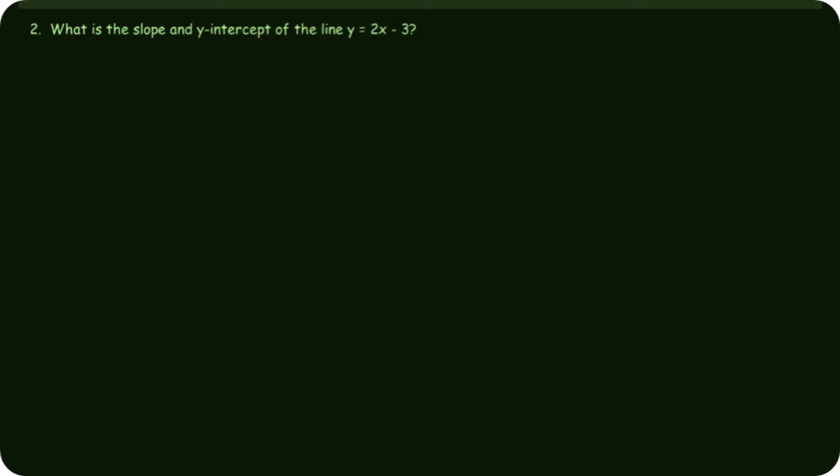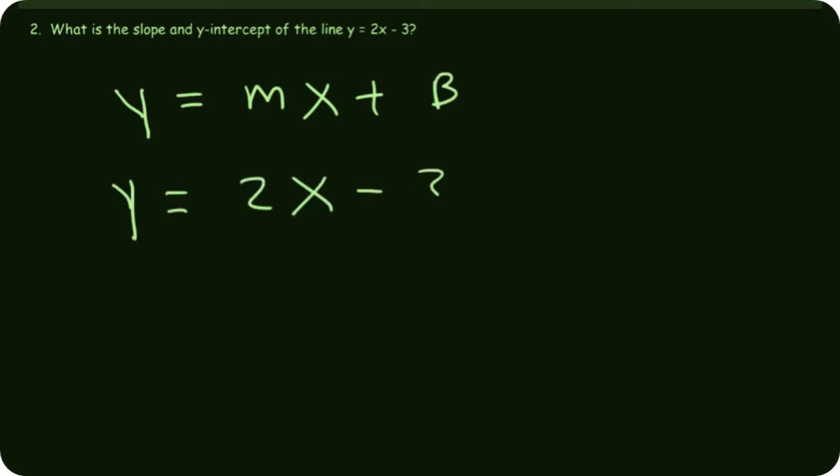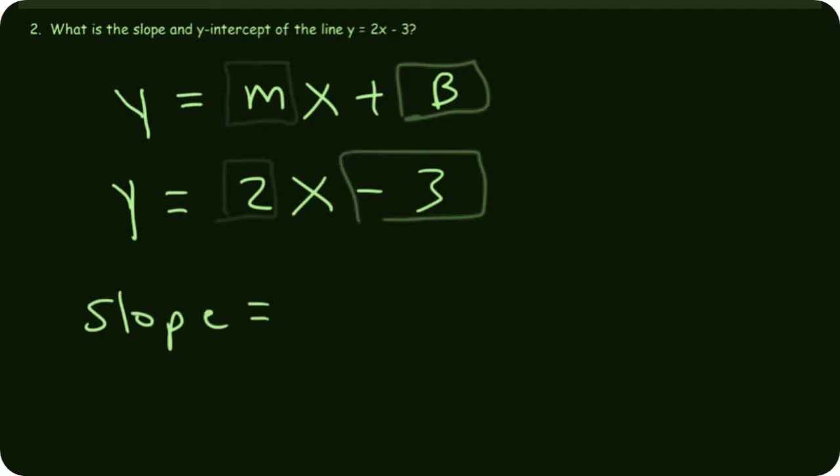Number 2. What is the slope and y-intercept of the line y equals 2x minus 3? Now you need to know that this equation is in slope-intercept form, which is y equals mx plus b. So m represents the slope and b is the y-intercept. So we can see that the slope is equal to 2 and the y-intercept is -3.